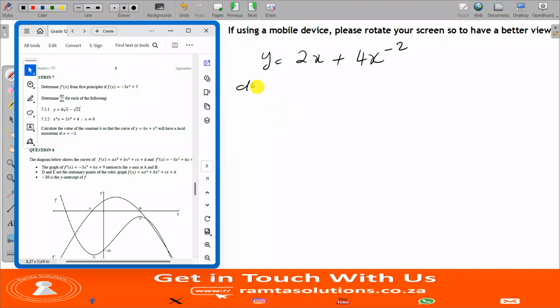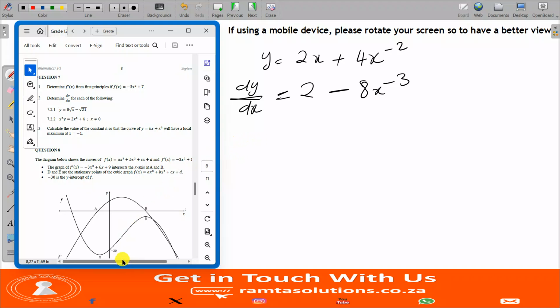Now we can say dy/dx is what? I think you guys now have an idea of how we differentiate. So we'll just say this is 2 minus 8x to the minus 3. Remember, you drop the power here, and then you minus 1 from the power at the top, just like that. You are done. So this is your answer for this question. Happy? Perfect.